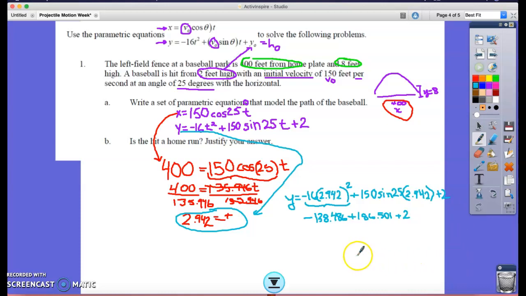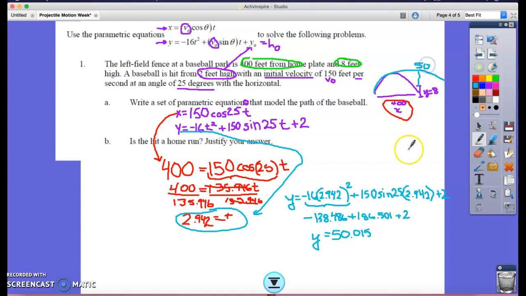Oh my gosh. So I get 1 minus 138.486, and I get 50. Oh my goodness gracious, Miss Freibush, this might be an exaggerated problem here. The height after 2.942 seconds is not 8. It's actually, whoa, 50 feet high.